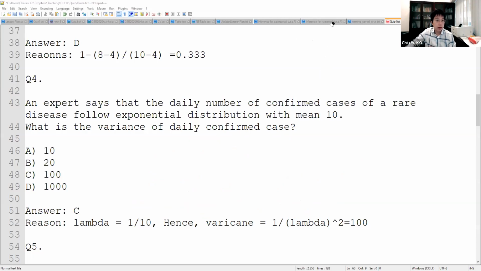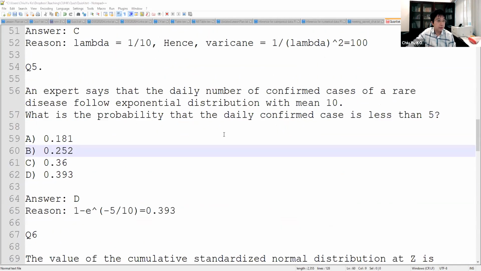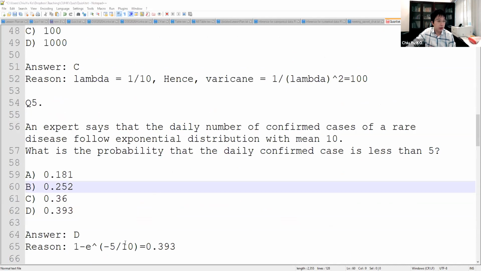So next, question 5. I guess I got the answer right, but I think there's some problem where I pressed the calculator. So for your purpose, I dropped this question because there's a typo in the last answer. But here the mean is 10, so that means the lambda is 1 over 10.